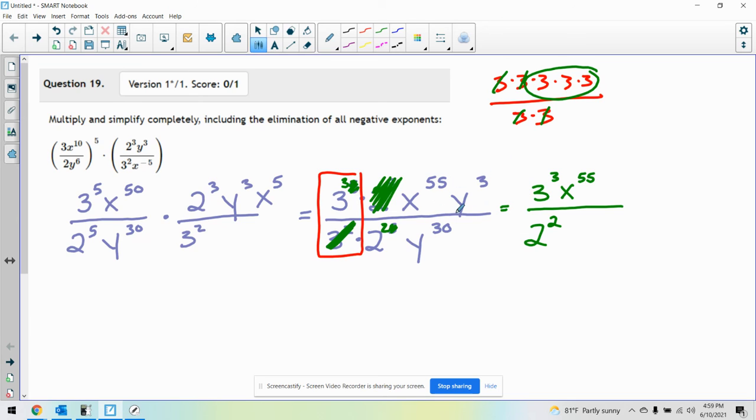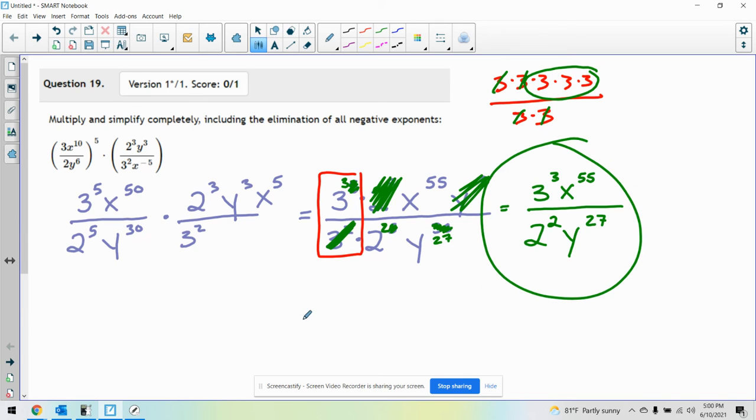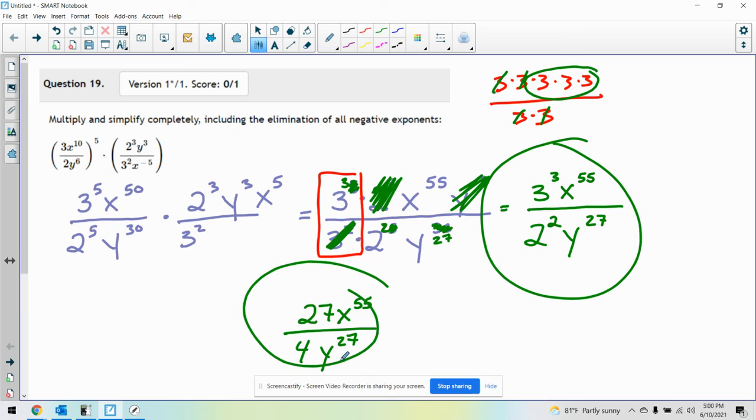And then these 3 y's, all 3 y's, are going to cross out with 3 of these. So if there was 30, there will be 27 left. So this will be y to the 27th. I'm pretty sure that the website will accept this, or you could actually say 3 to the third, that's 27, x to the 55 over 4y to the 27th. It should accept either one. They're both fine. This one looks a little bit better, but it's really up to you.